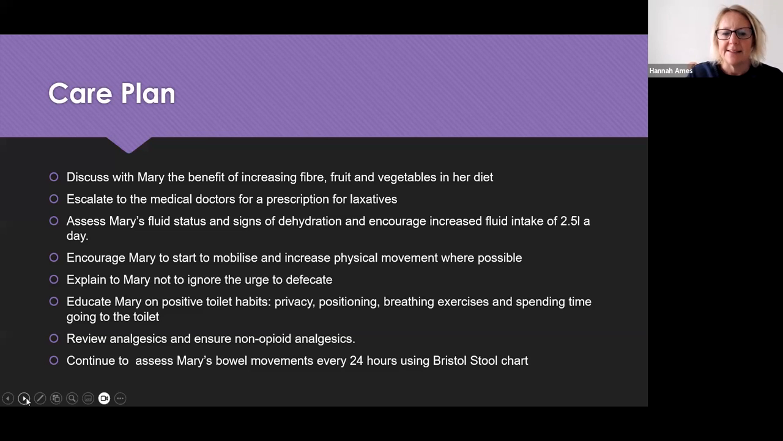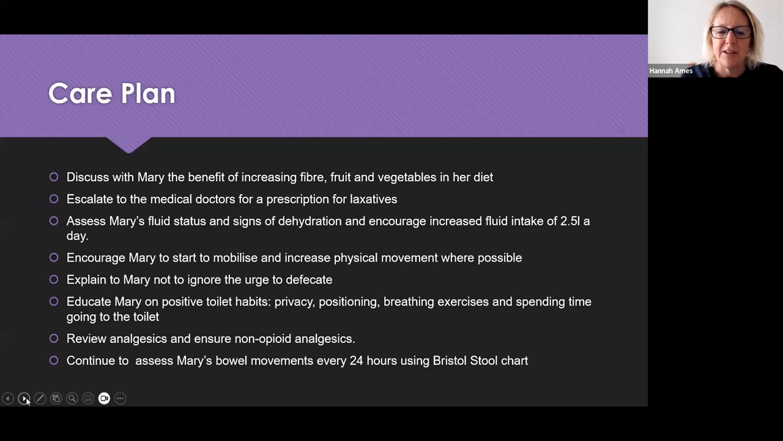We would consider escalating to the medical doctors for a prescription for laxatives. We'd want to assess Mary's fluid status and for any signs of dehydration. Obviously, dehydration and reduced fluid intake is a big cause of constipation. And so we want to try and increase and encourage that fluid intake to 2.5 litres a day. We'd want to encourage mobilisation as well, to encourage Mary to start to mobilise and increase physical movement where possible.